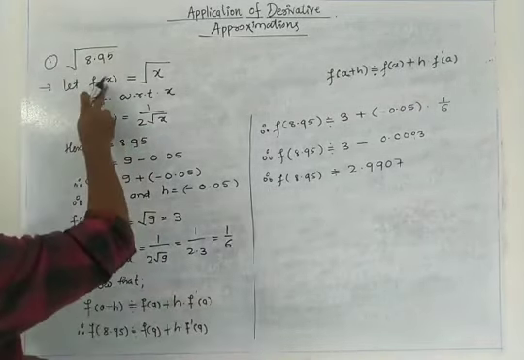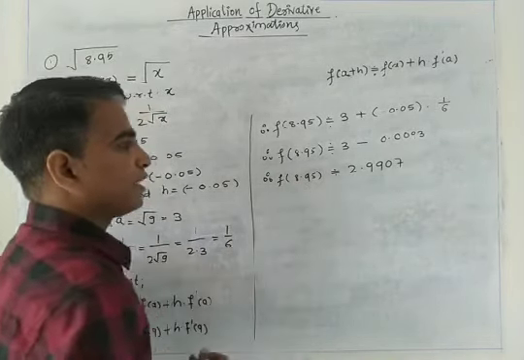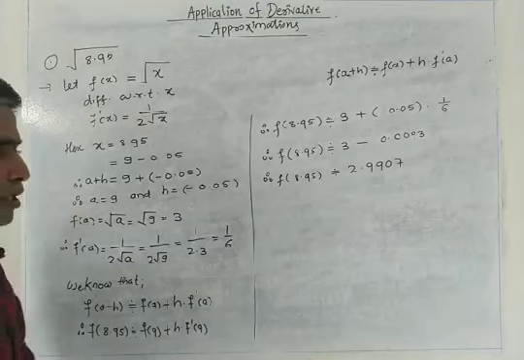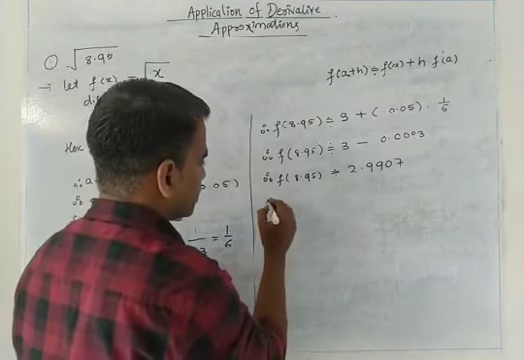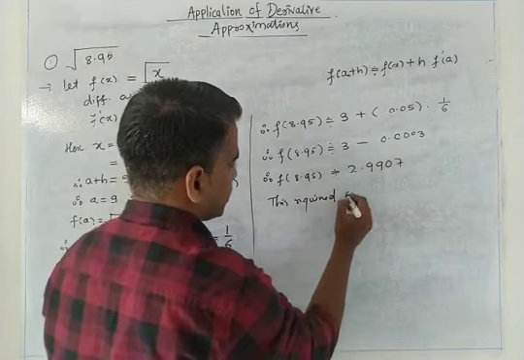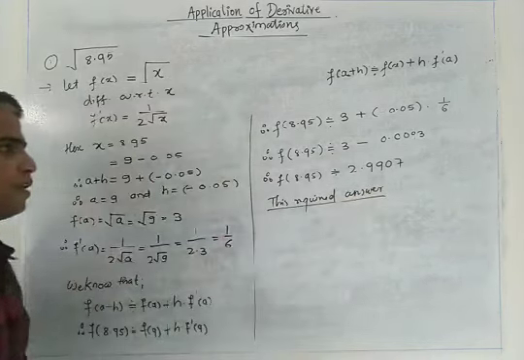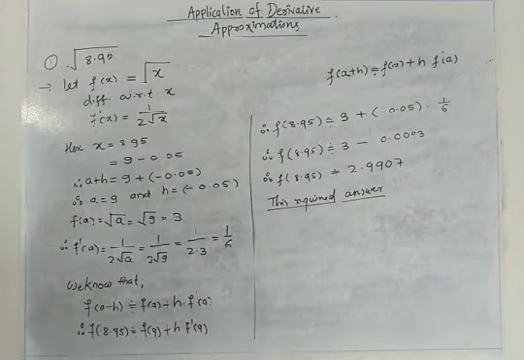Now what is the function? Root, that is root of 8.95 is 2.9907. Okay, this is the required answer. Is it clear how to find the approximate value? See the solution.